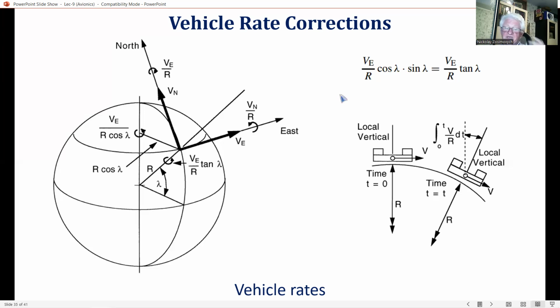It can be seen that the V_E over R times tangent lambda term increases rapidly at high latitude and becomes infinite at the pole when lambda equals 90 degrees. Alternative coordinate systems are used to overcome this limitation at high latitude, in the case of more than 75 degrees. This is explained in the next part of the lecture, and it should be noted that this term is generally referred to as the meridian convergence term.